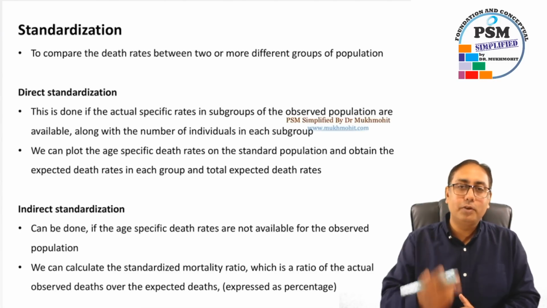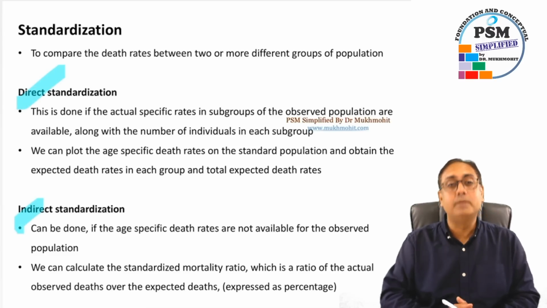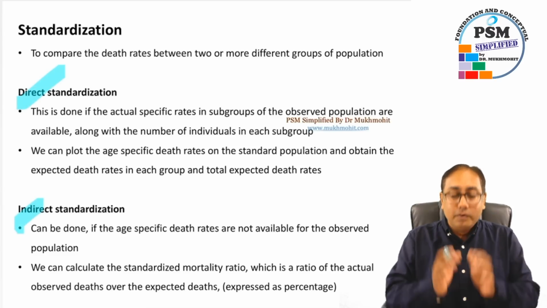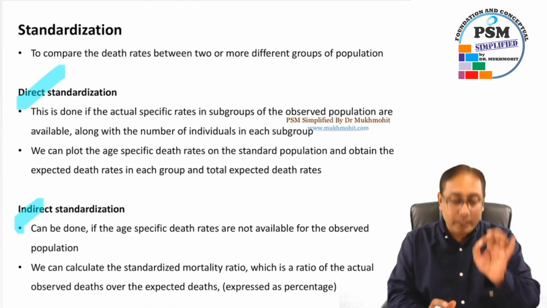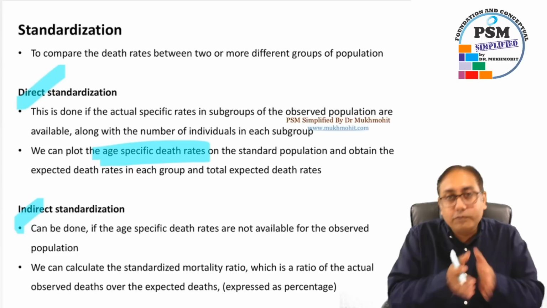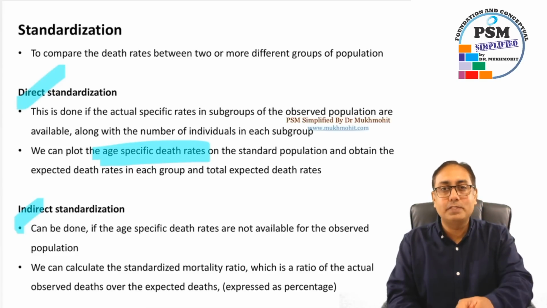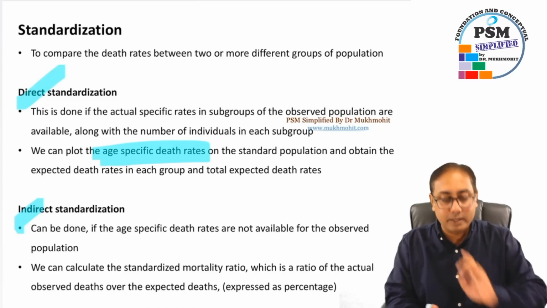Point number 2, you should know what is standardization. Standardization can be of two types. We can have something called as direct, or we can have indirect standardization. In the direct standardization, listen very carefully, we know the age specific death rates of the population for which you want to compare. If you know the age specific death rates, you do direct standardization.